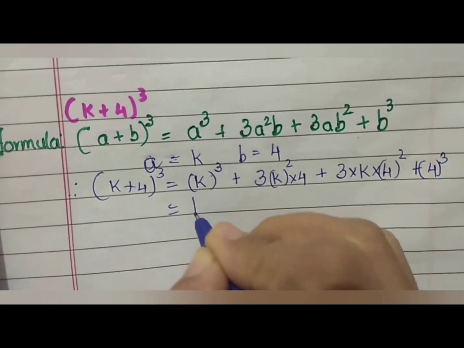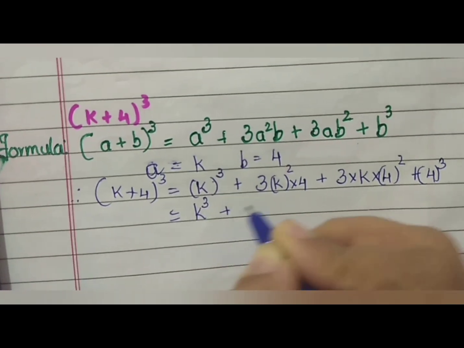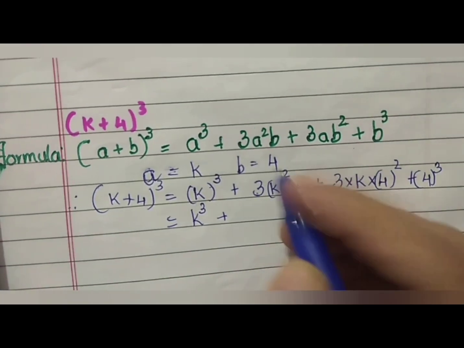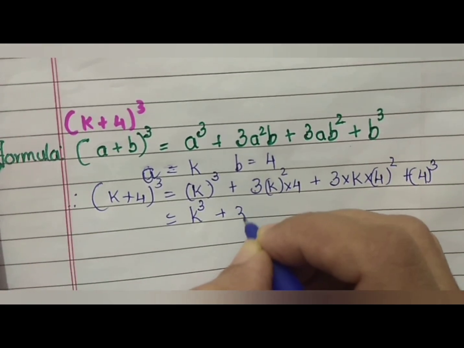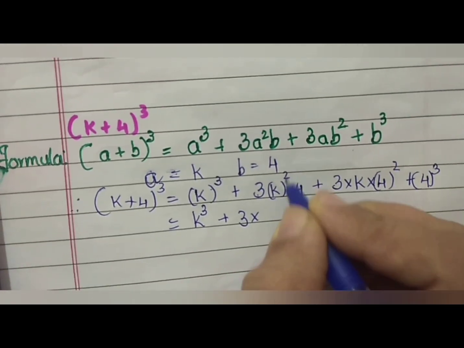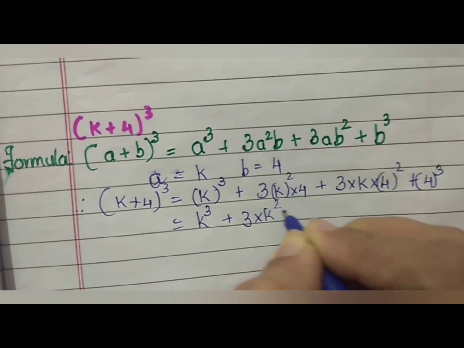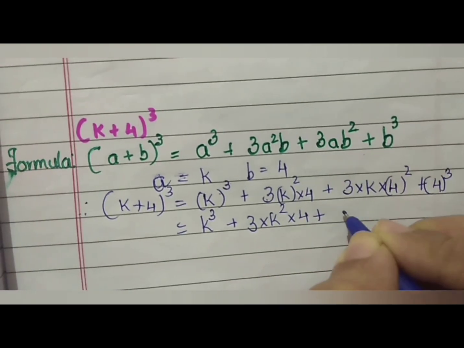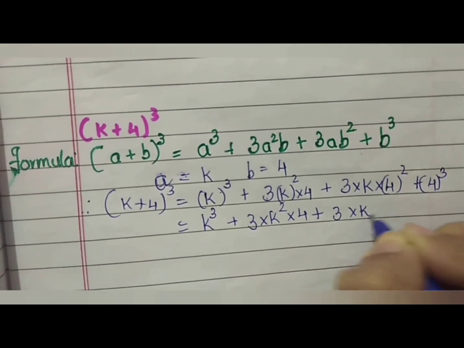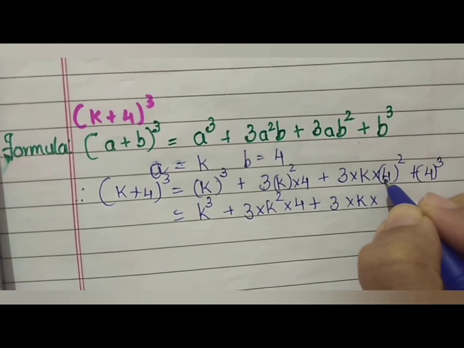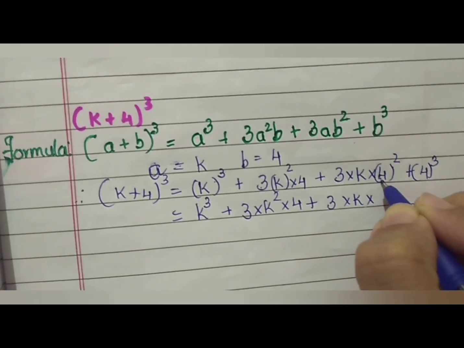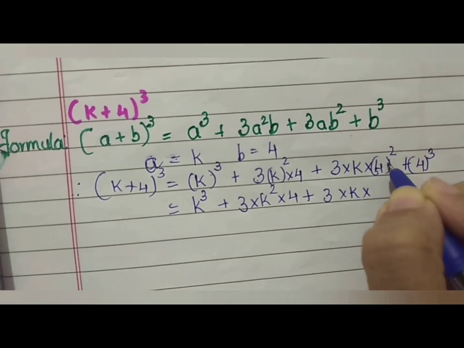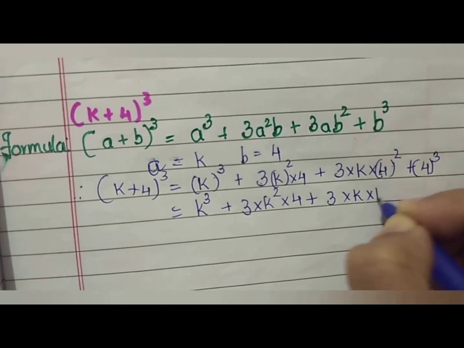k raised to 3 will give you k cube plus, first we'll open the bracket, that is 3 into k² into 4, plus 3 into k into 4², that is 4 into 4 will give you 16.